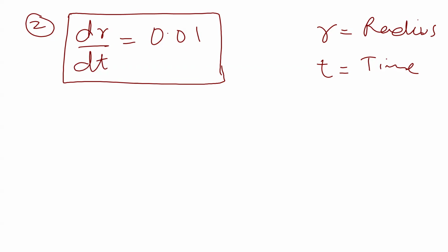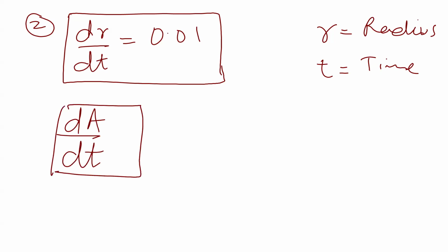Now we need to find out the increase in the area. When they say increase or decrease, it is nothing but change in the area. So the change in the area is nothing but dA by dt. They are not asking area, but they are asking change in the area, how the area is increasing, over a period of time. We are taking time as a variable over here because the change will happen over a period of time.